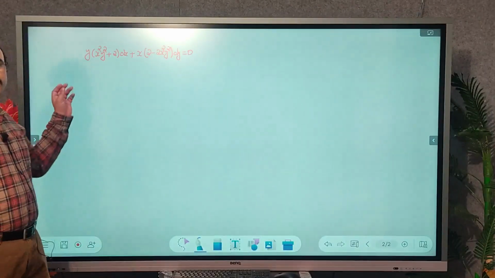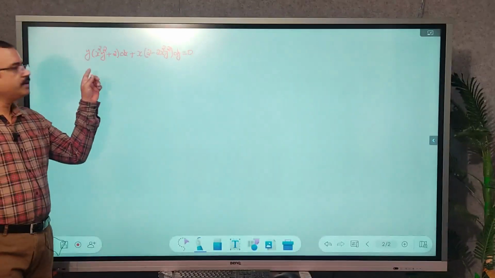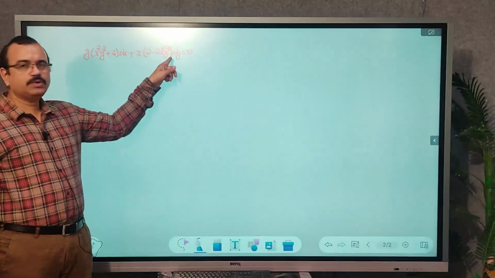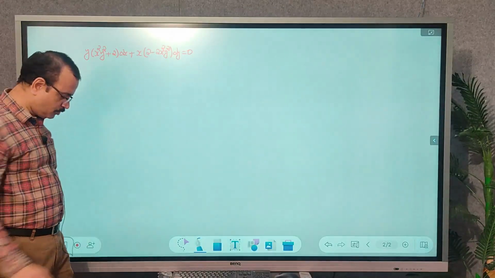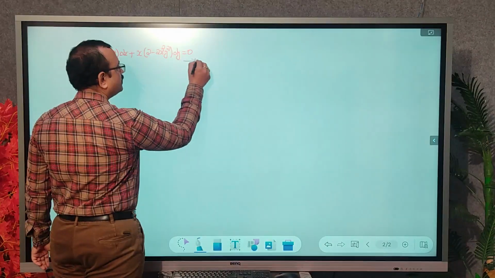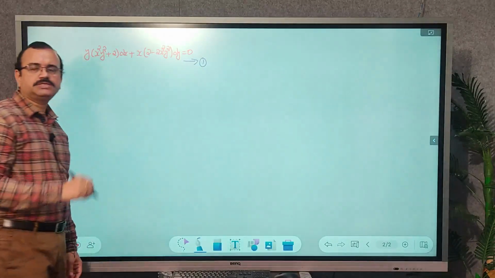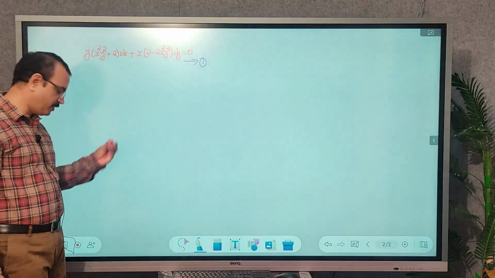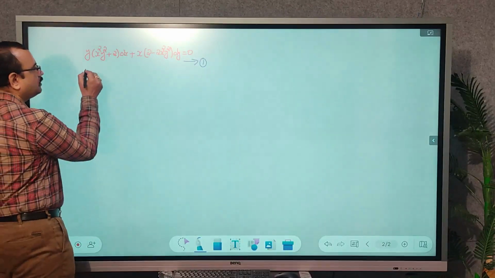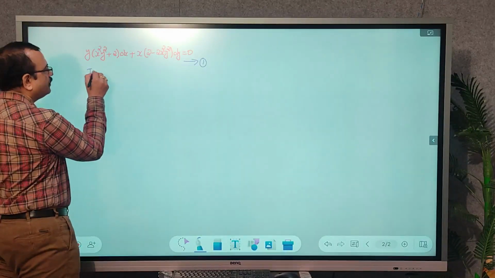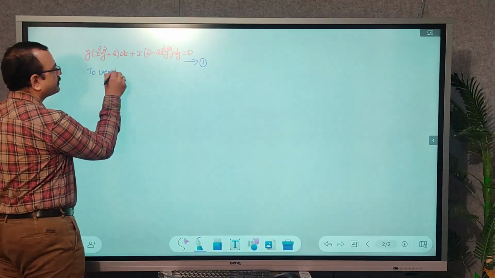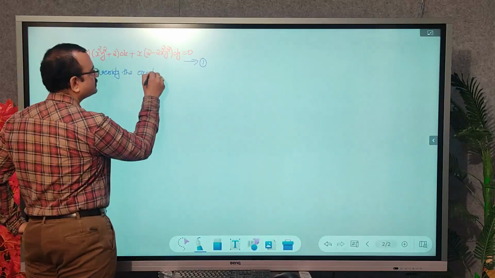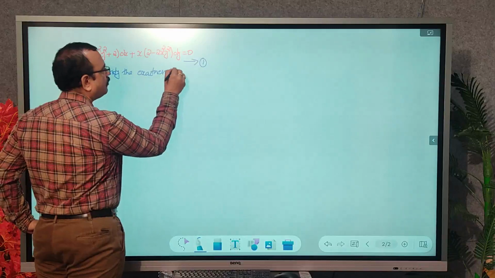Now suppose we have an equation like this: y into (x square y square plus 2) dx plus x into (2 minus 2x square y square) dy is equal to 0. As usual it is of the form M dx plus N dy is equal to 0. So we will check whether it is exact or not. We will follow a step by step procedure. First of all, to verify the exactness of equation 1.